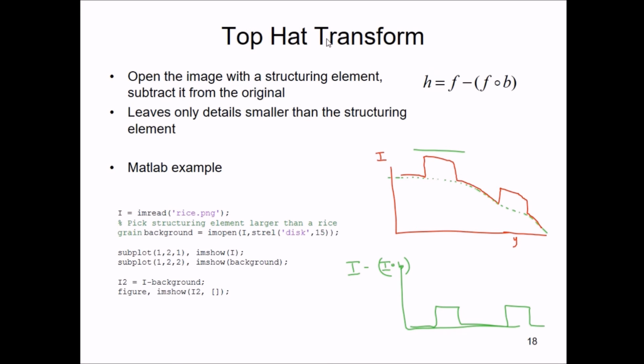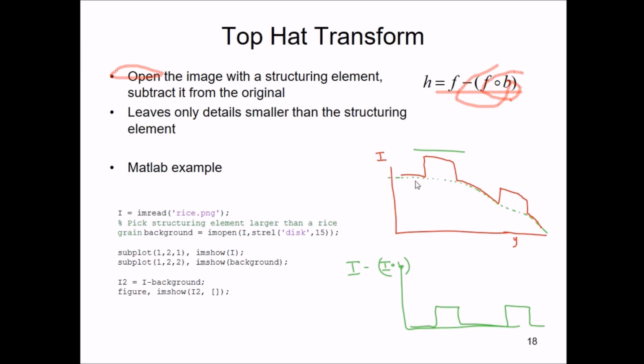Now coming to the top hat transform. What we do in the top hat transform is take an image and subtract the opening of f by b. So we open the image with the structuring element and subtract it from the original. It leaves only details smaller than the structuring element. We open the image with the structuring element, as we have just seen in opening, and then subtract it from f.